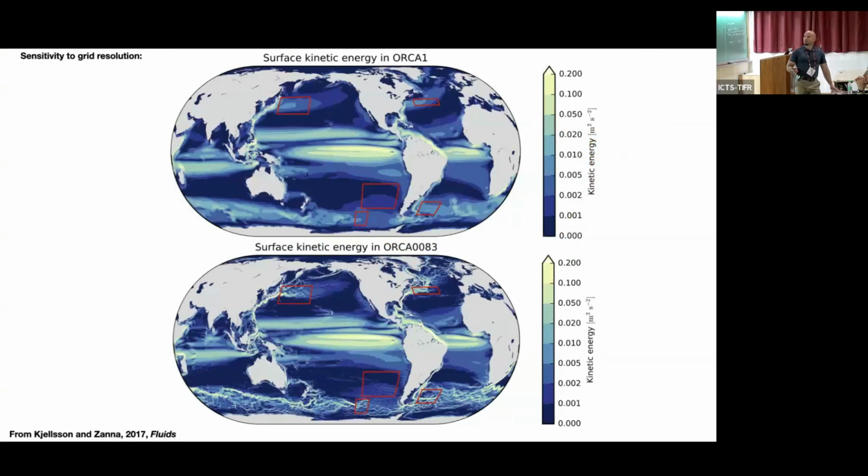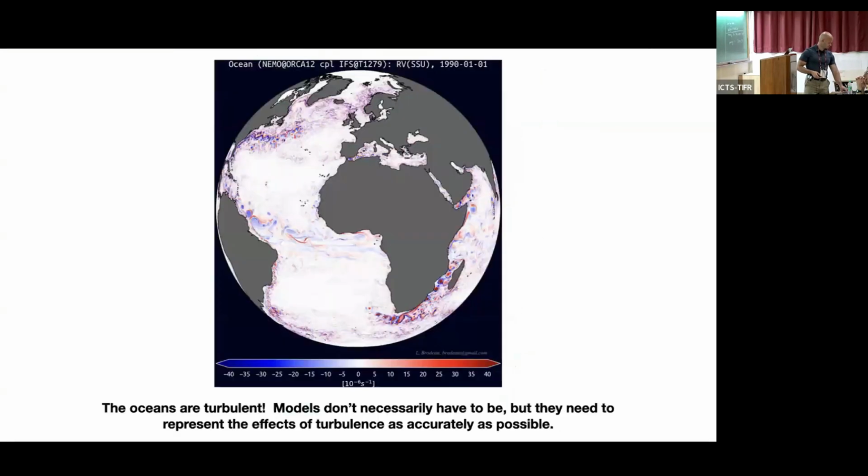And so, again, to drive that point home, maybe one more time, this is the surface kinetic energy field. Again, moving from this 1 degree ORCA1 down to 1/12 degree ORCA0083. You can see all of a sudden, you get the Antarctic Circumpolar Current and all its associated eddies, the Gulf Stream, the Kuroshio. It's just really remarkable how different the solutions are. And if you looked at things like temperature, salinity, and all the other important thermohaline tracers, you'd see sort of the same story occurring.